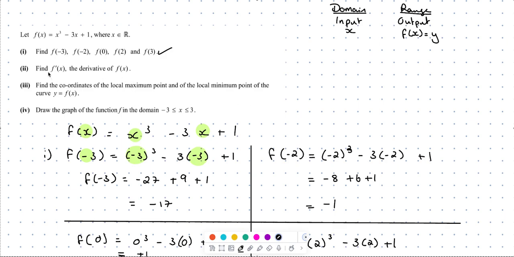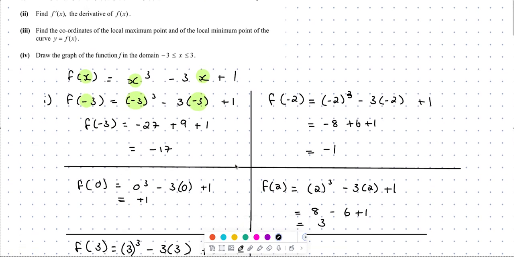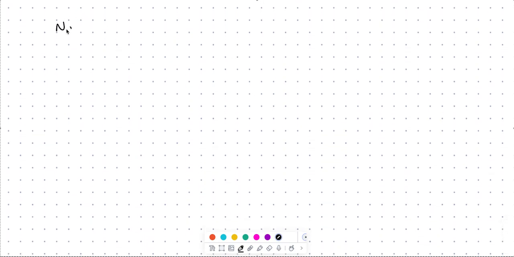The next one then is find f prime of x, the derivative of f of x. Another thing to note here is that in the same way that y and f of x are interchangeable, dy dx, which is what you would have initially looked at when you came into the world of calculus as the change in y over the change in x, that symbol or notation is interchangeable with f prime of x, and both of these mean the derivative.